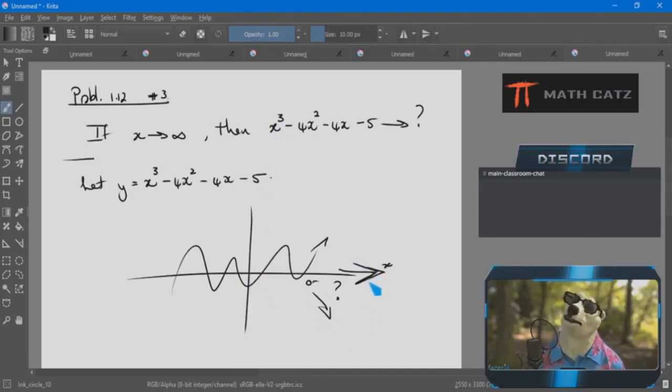Being a polynomial, eventually it's going to go up forever. All the turning is done. It's going to go up forever, or it's going to go down forever. Which one is it and why? Okay, so that's the question.